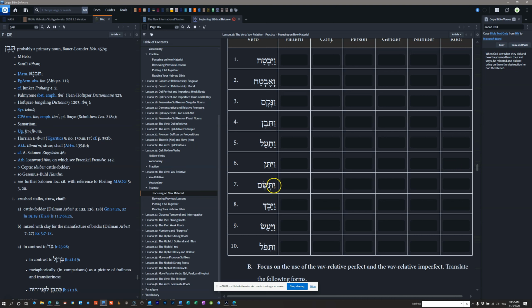Number 7, we've got the vav patach dagesh. We take that off. We're left with tasem. First thing to note, because you're probably expecting that the tav here is a prefix letter because of the vav relative form here. You know that this goes on a prefixed form. So tav is almost certainly your prefix letter, which means your root starts with the sin. So your root is sin mem.